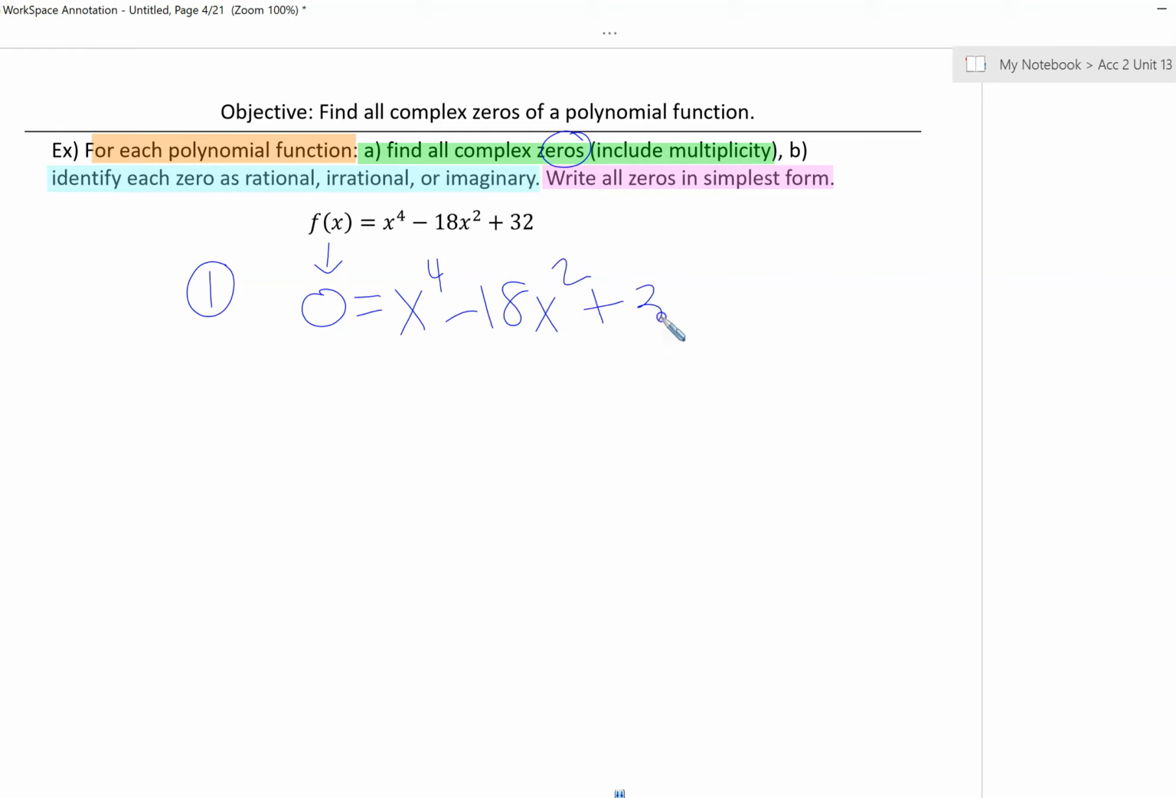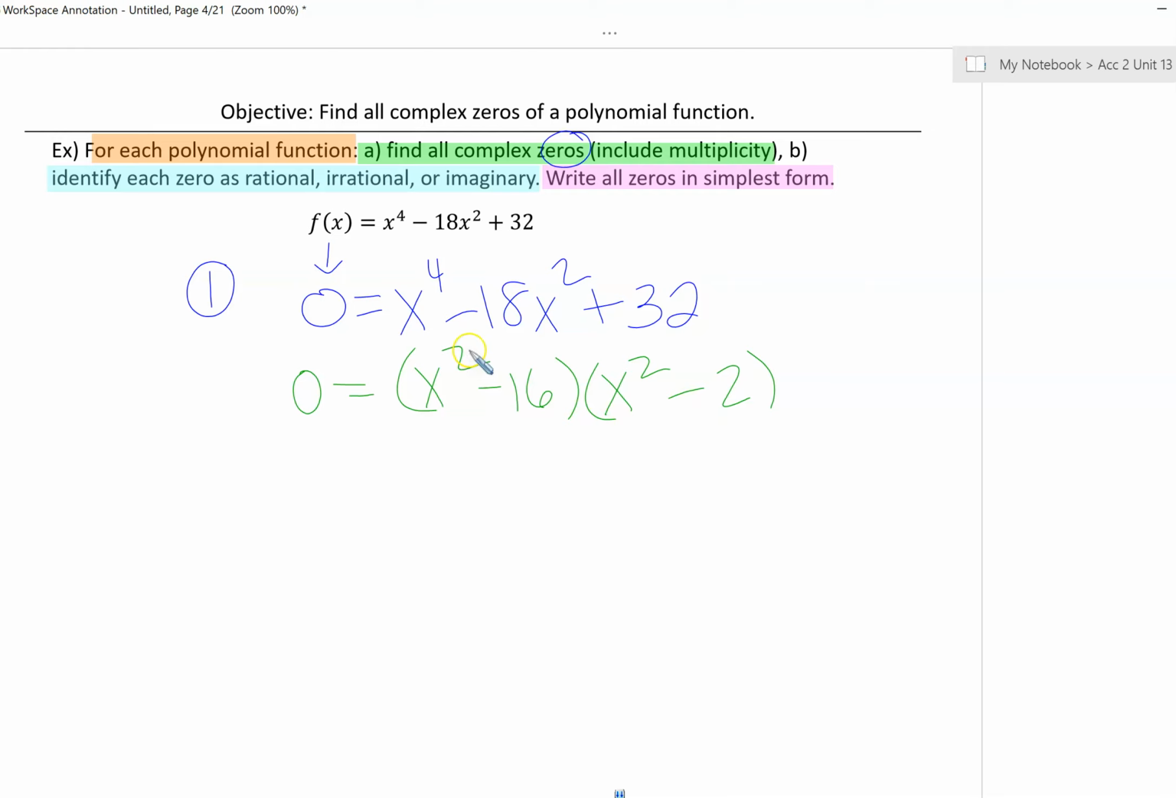This uses, again, factoring skills we learned earlier. So the GCF is 1. We have a trinomial structure. And we have a quadratic structure where we would use factors of x to the 4th of x squared and x squared because that's our middle power of x. We need 2 factors of 32 that'll give us a negative 18, which would be a negative 16 and a negative 2. And we could actually pause here.